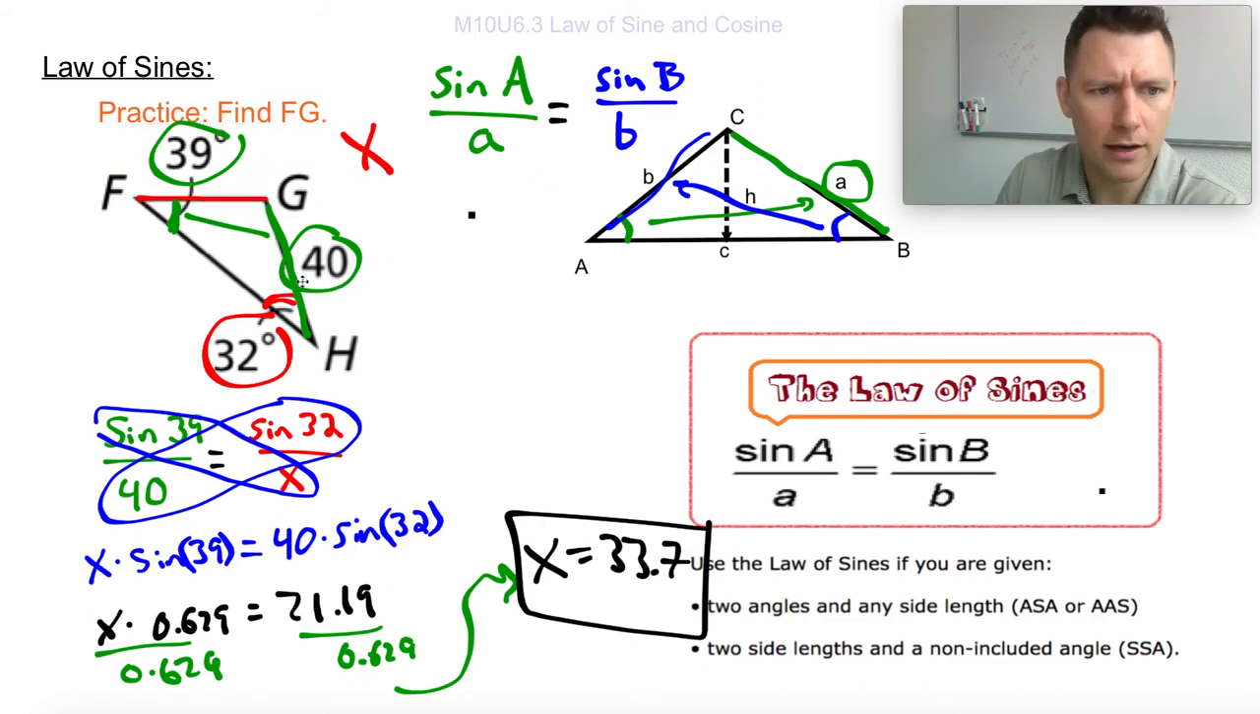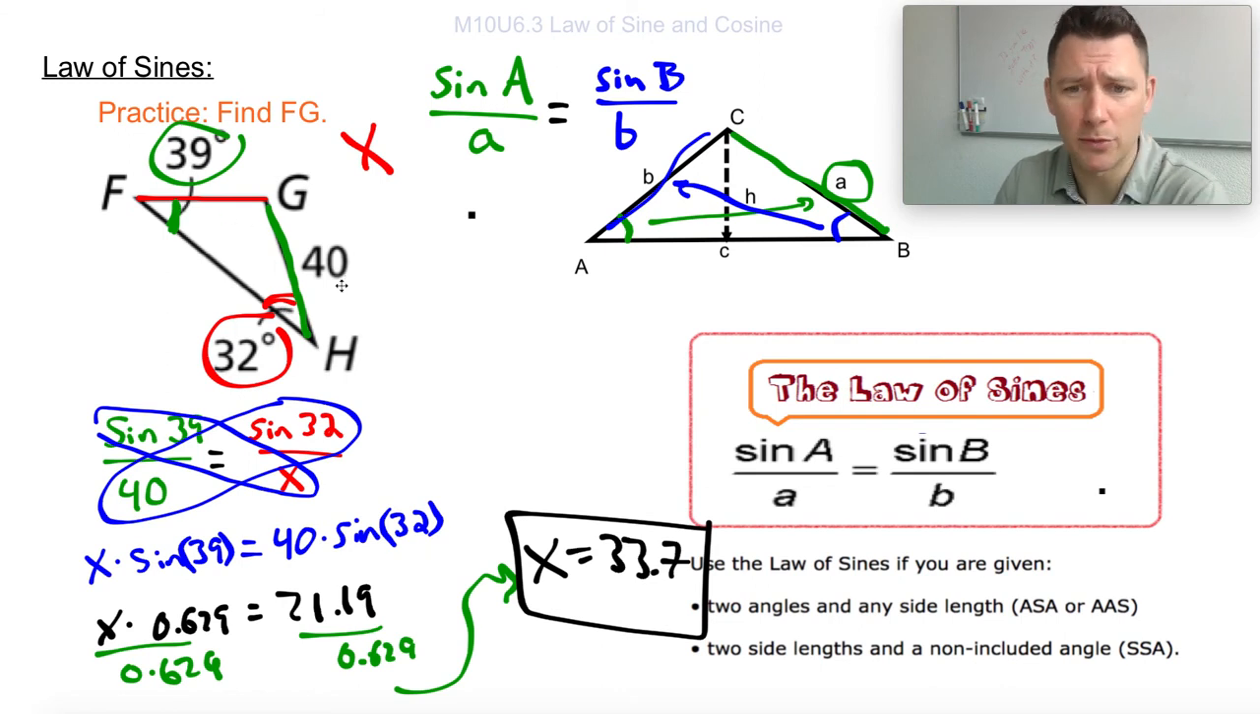Take a look at that. Is that way out of the question? No. This side is 40, so this is going to be around 40 as well, because these angles are similar, so these sides should be similar. Cool? All right, take that idea, and you're going to try it in a second.